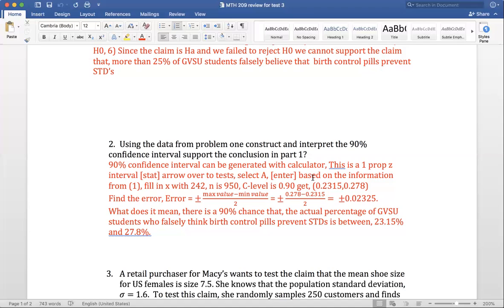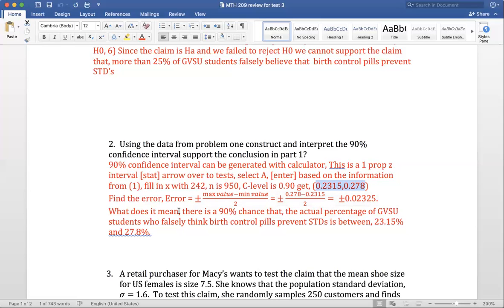Find the error. Remember the error. So anytime you have somebody who wants you to find the error, you're given an interval in this format. Anytime you take the maximum value minus the minimum value divided by 2, whether it's a one prop z or a t-interval or a z-interval. So the error is always plus and minus, so it's plus and minus 0.02325.